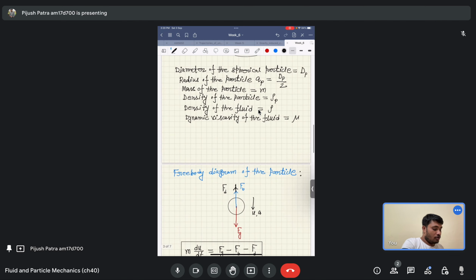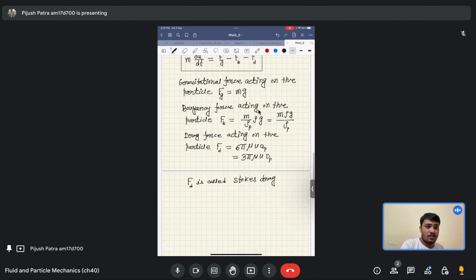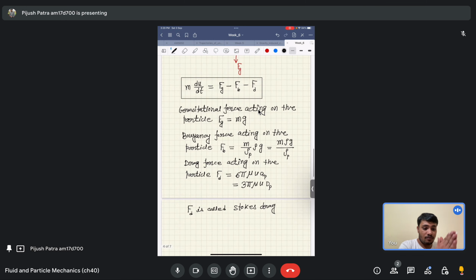So now I know the different forces acting on the particle. The external force is gravity, that's why mass into acceleration due to gravity. The other is the buoyancy force acting on the particle, and then the drag force acting on the particle.